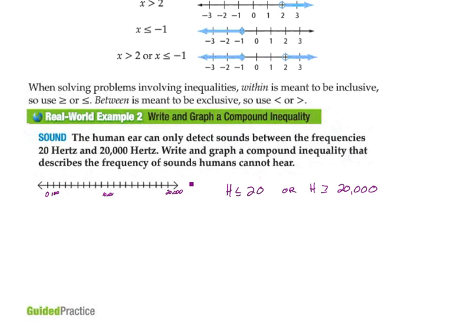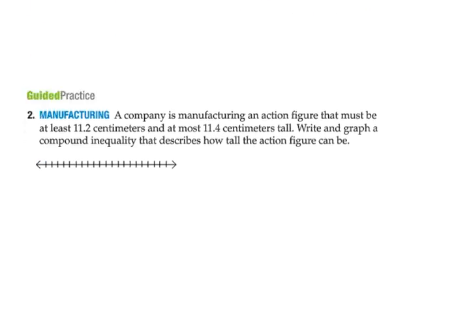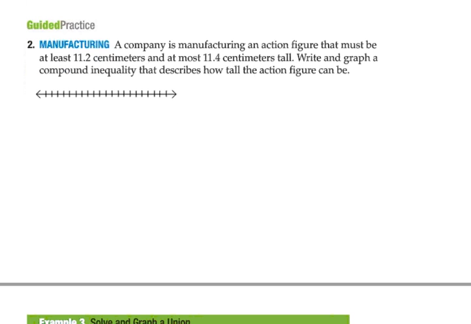So how are we going to do this? It's less than or equal to 20, which is probably going to be about here, less than, and again, greater than or equal to that 20,000. So anytime we see that or statement, we understand that our arrows are pointing opposite directions. Okay, so keep that in mind for guided practice number 2. Go ahead and give it a shot.